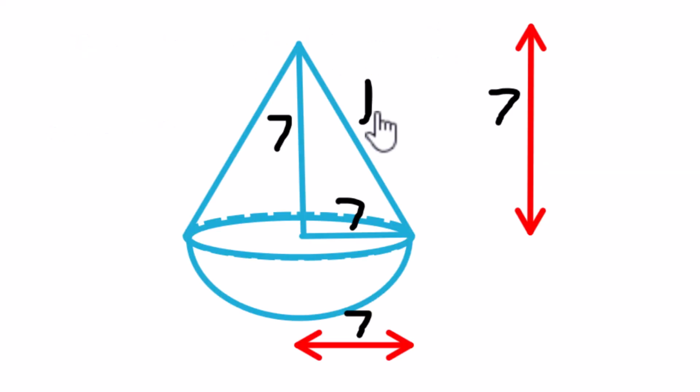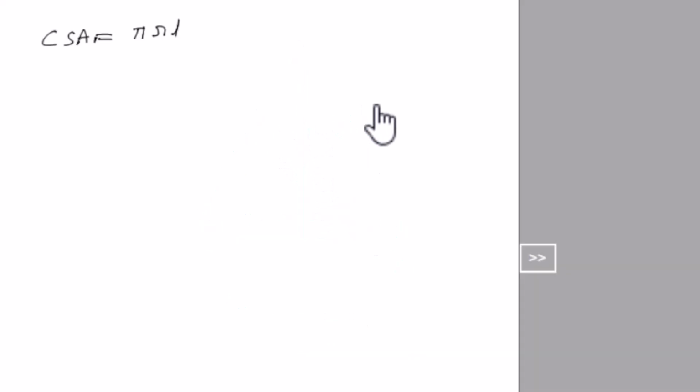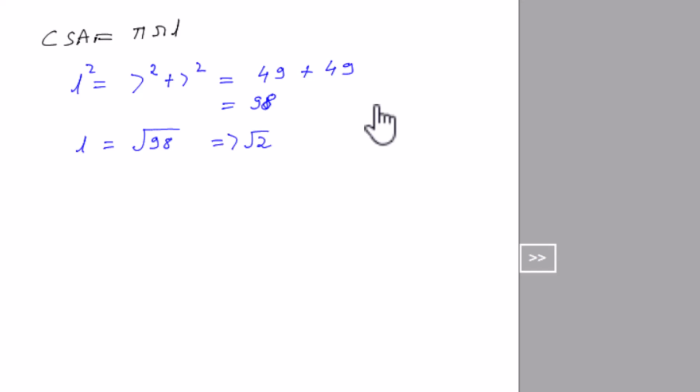If you look at this L here, how do we calculate L? We use the Pythagoras theorem here. We have the height as 7 and the radius also as 7. So 7 square plus 7 square will be L square. 49 plus 49 is equal to 98. L square is 98. All right, so L will be square root of 98. This can also be written as 7 root 2.